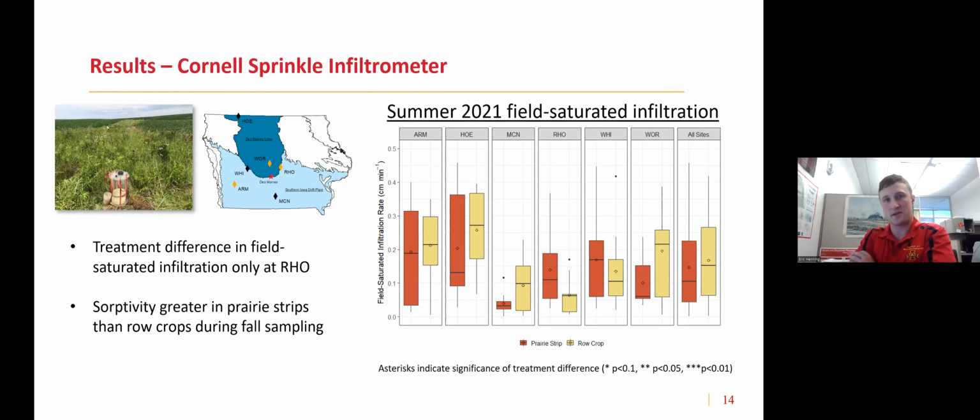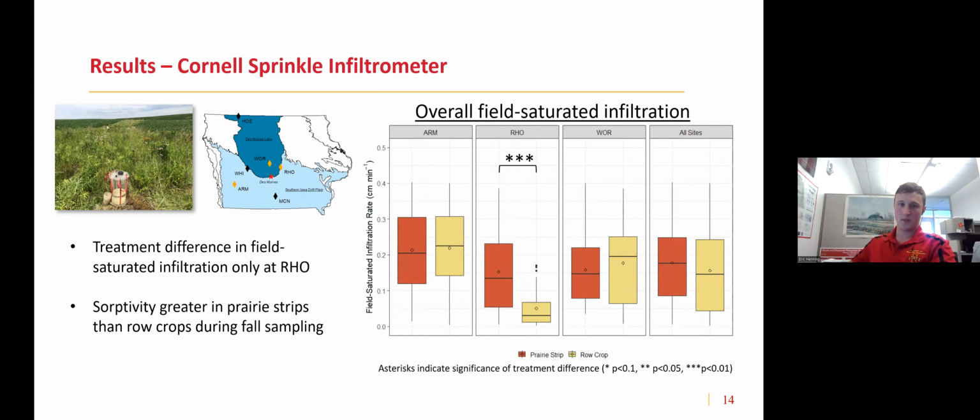Now, digging into some of the results we observed, up on the screen I have box plots for field saturated infiltration from the summer 2021 sampling campaign. We have the prairie strip in the red and the row crop in the yellow. And these are field saturated infiltration rates and the distribution of them. It's a similar story to the tension infiltrometer. Really, the most obvious thing is that we have a lot of variation. We didn't see any statistically significant treatment differences at any of the sites or across any of them combined.